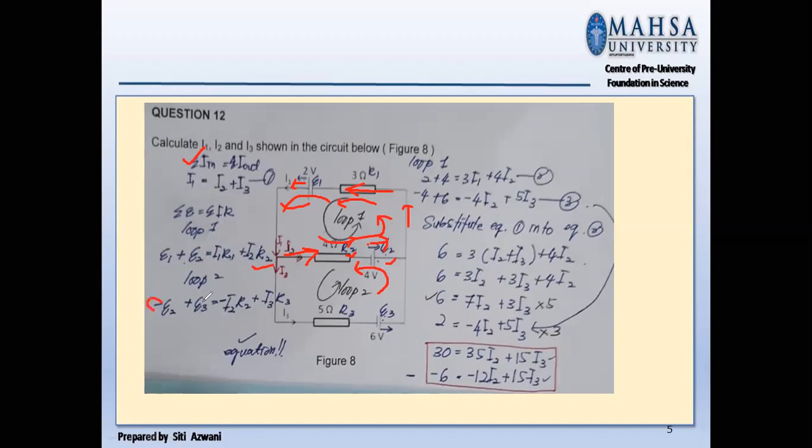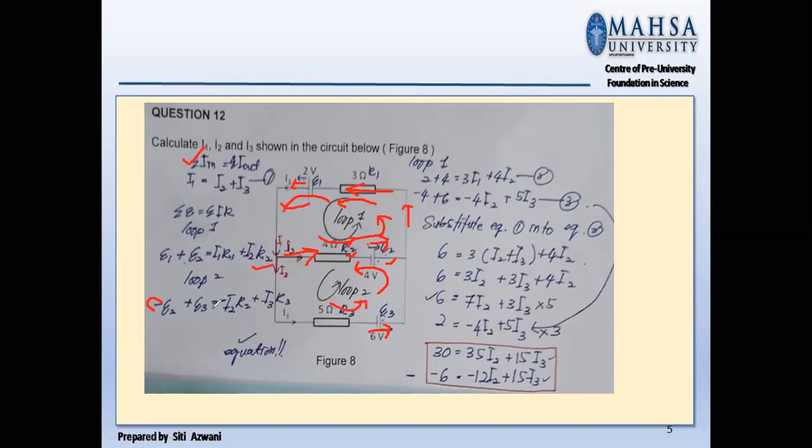How about the E3? E3 is positive. The direction of your battery E3 is to the right here. How about the loop? The loop is also going to the right. So you have a positive sign on your E3.